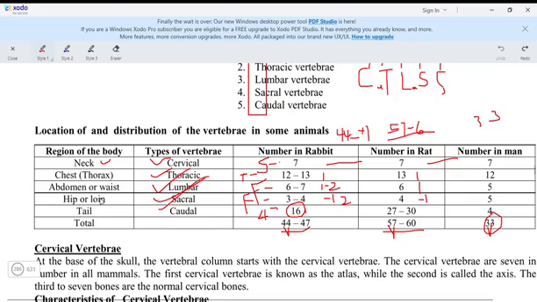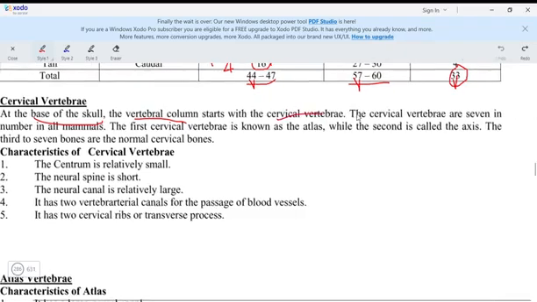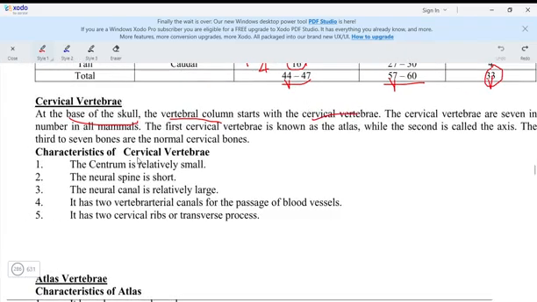So let's move to cervical. I want to focus on the cervical vertebra. That's the one that is found at the skull, the neck region. Now at the base of the skull, because after the skull it is the cervical you will see. So the vertebral column starts with the cervical vertebra. So there are 7, as I said earlier. So the first cervical you see, they call them atlas. The second one is axis. So meaning that atlas and axis are the first, while the third to 7 bones, they are the normal cervical bones.